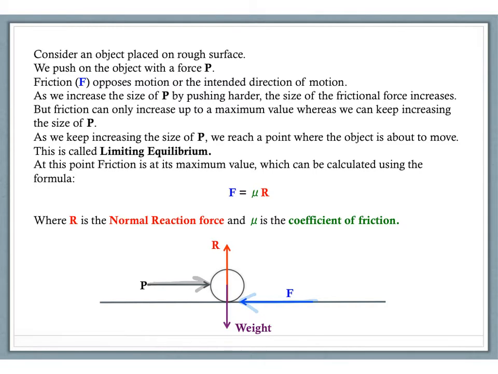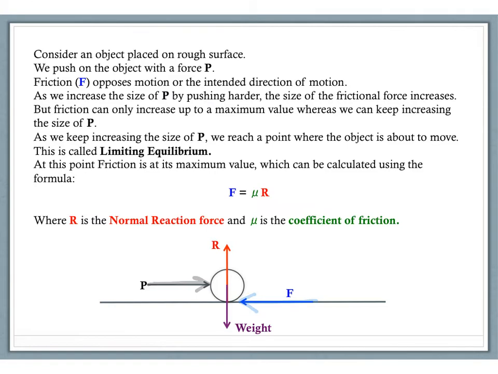As we increase the size of our pushing force P by pushing harder, the size of the frictional force will increase to try and oppose any potential motion. But friction can only increase up to a maximum value, whereas we can keep increasing the size of P by pushing harder. As we keep increasing the size of P, we reach a point where the object is about to move. It's on the cusp of moving. This point is called limiting equilibrium. So the resultant force is still zero, but the particle is about to break out of equilibrium.